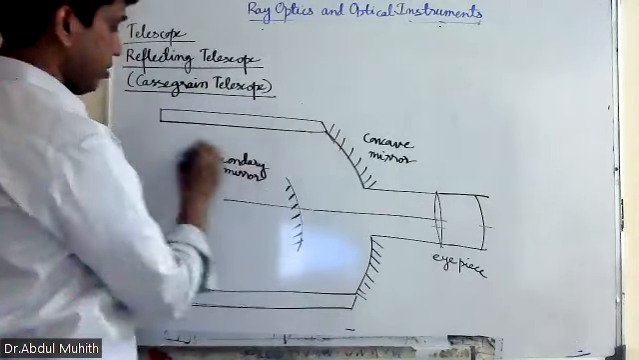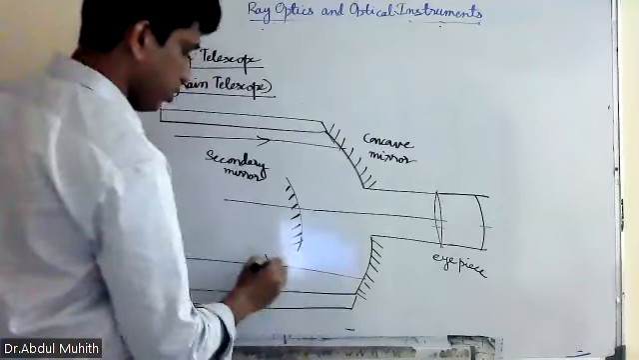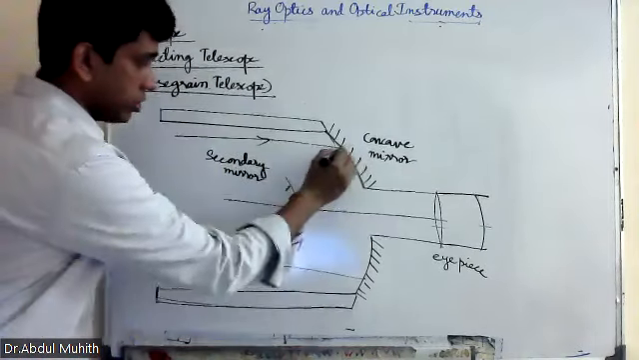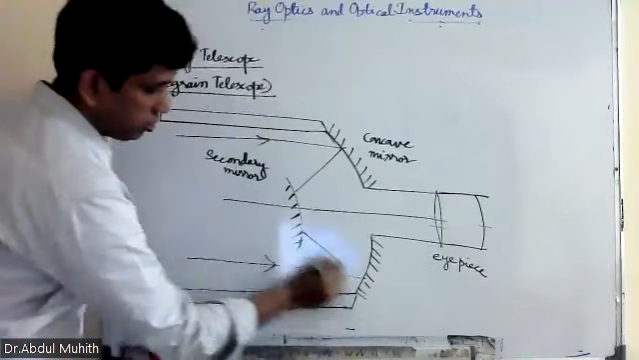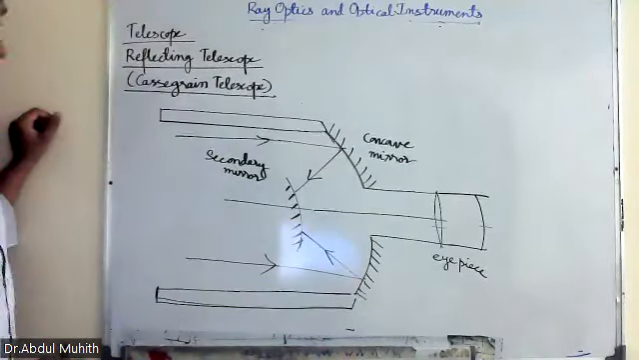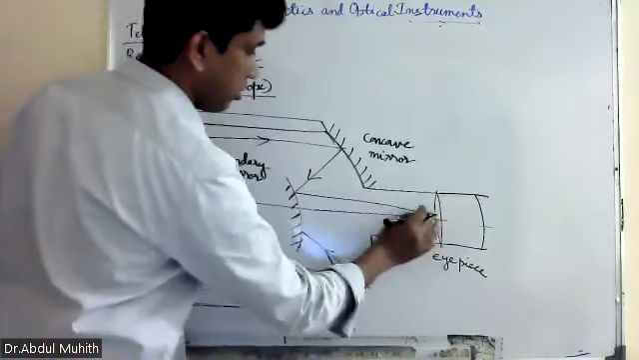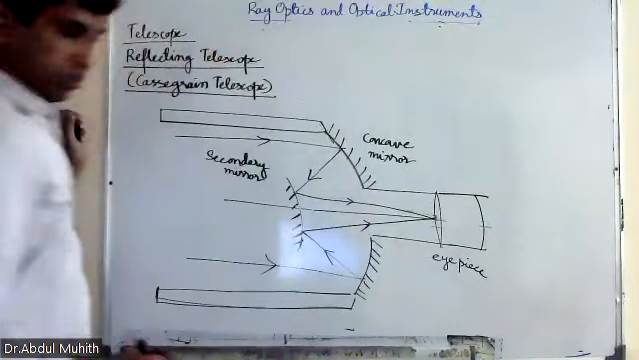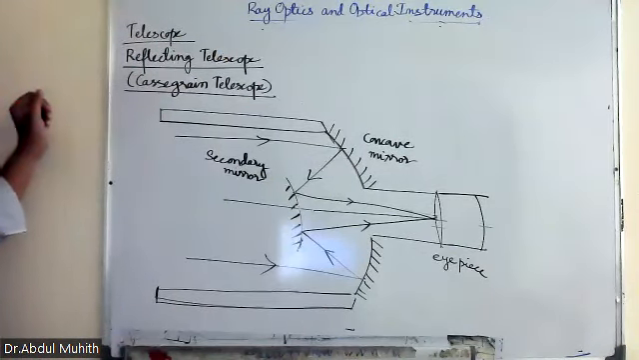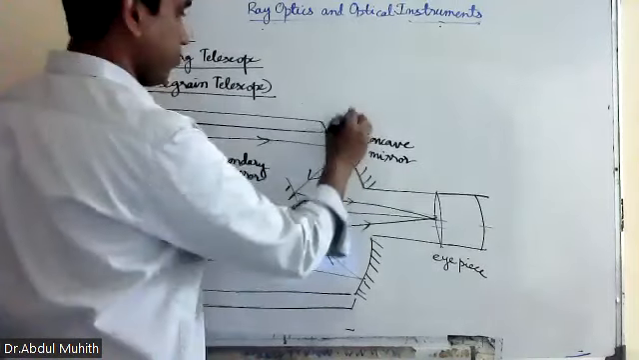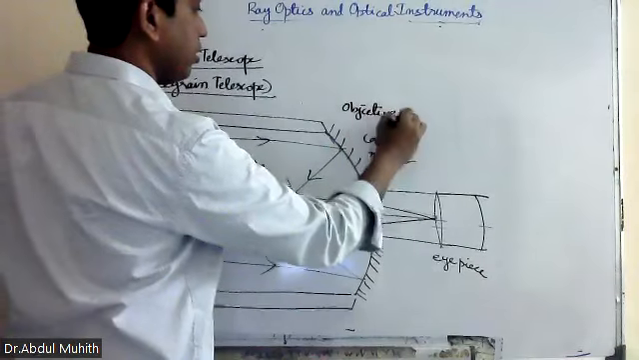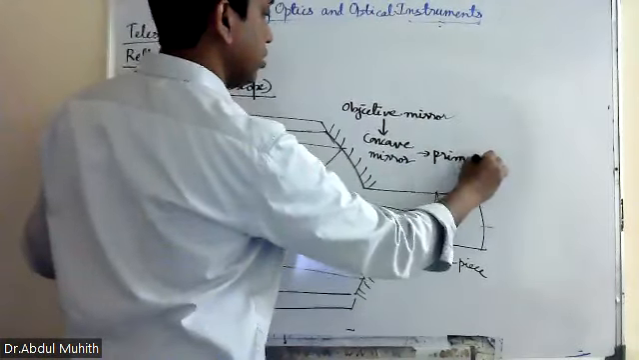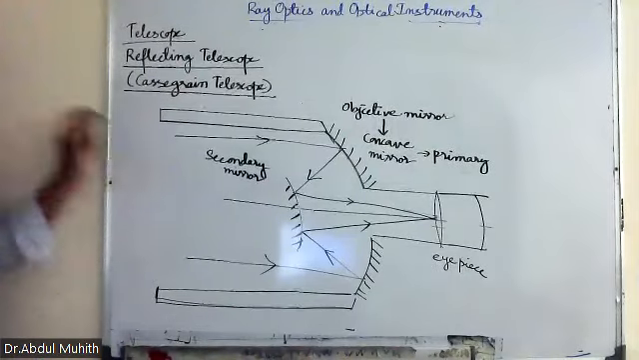So what happens here? A ray which is incident on the mirror, a very huge, very big concave mirror, converges here. Then it reflects here, and after that it comes to this point. So the image is formed in this way. This is the secondary mirror, and this is the objective mirror, also known as the concave mirror or primary mirror. There are three names for this: objective mirror, concave mirror, or primary mirror. And this is the secondary mirror, or convex mirror.